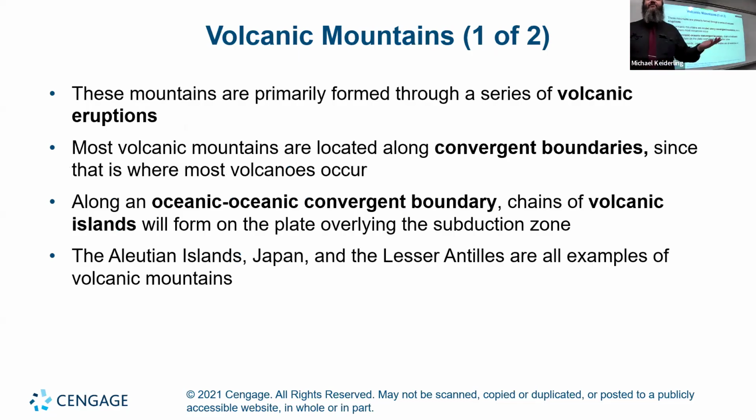Volcanic mountains are mountains formed through a series of volcanic eruptions. Most volcanic mountains are located at convergent boundaries where one plate subducts, melts, and releases magma that forms volcanoes. So this is where most volcanoes occur. Along an oceanic convergent boundary, you get chains of volcanic islands like Japan, the Marianas Islands, the Aleutian Islands, lots of these volcanic island chains. The Aleutians, Japan, the Lesser Antilles, these are all examples of volcanic mountains.